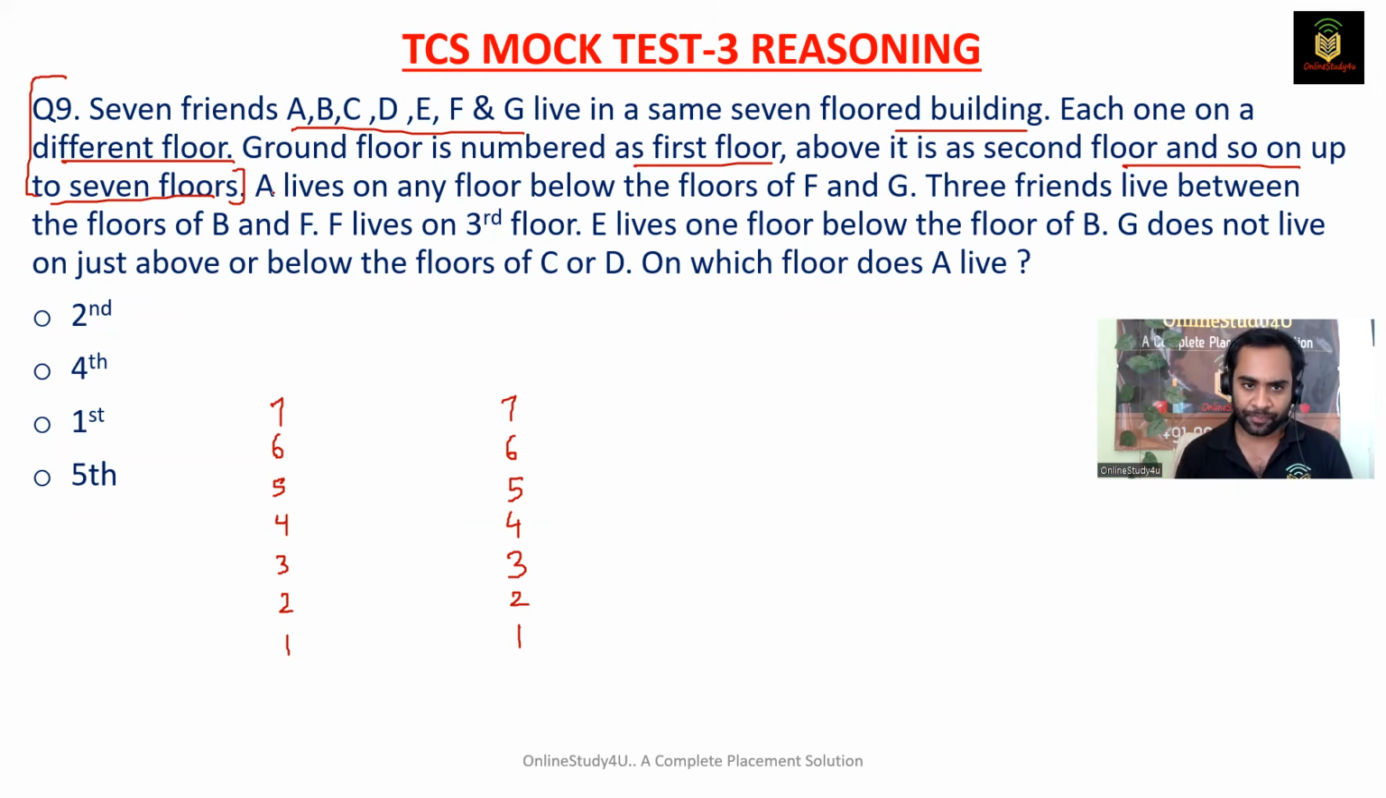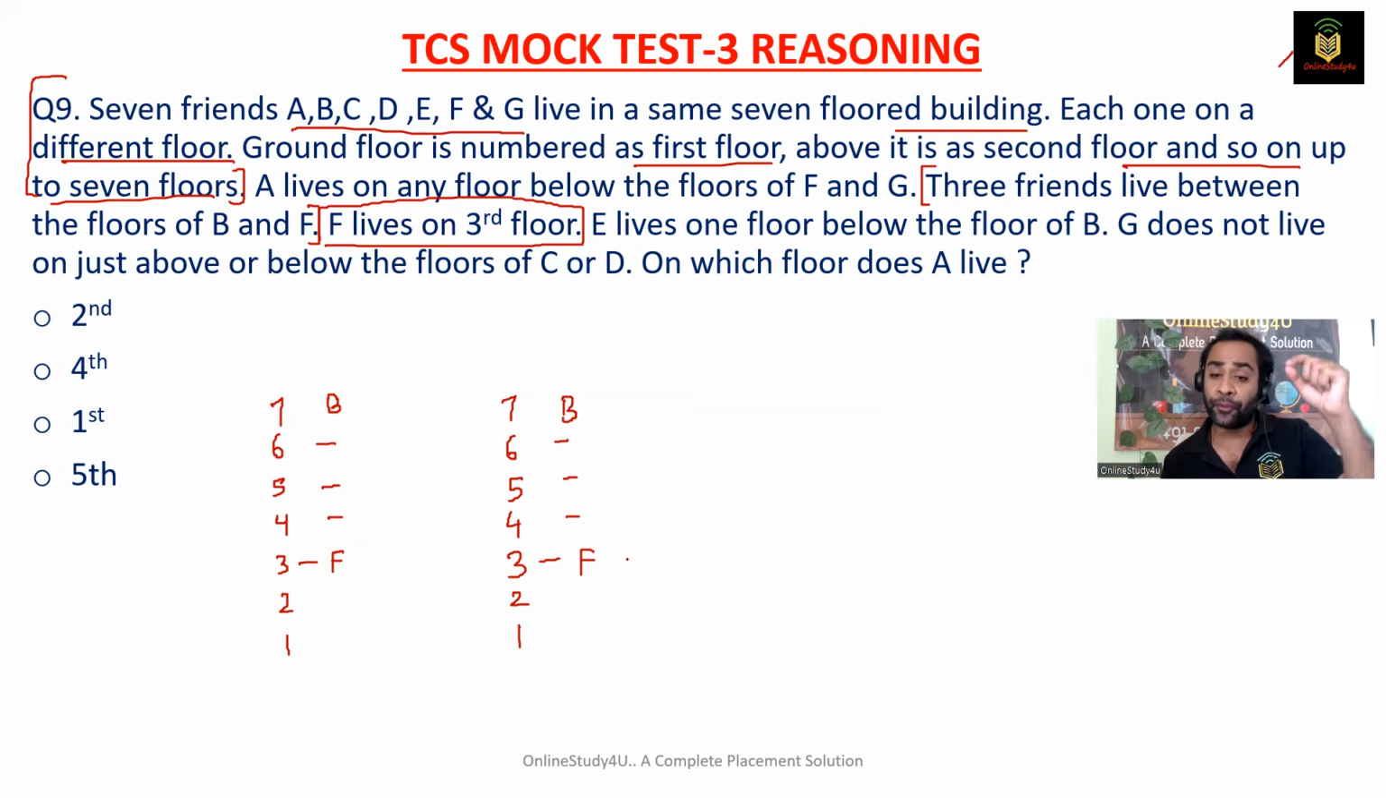Now, F lives on the third floor, so F will live here. This is clear. Then they are telling about three friends, so we are identifying the exact statement which is required. Three friends live between the floors of B and F. So in both diagrams, B will be here, right? I'm doing a similar thing when there is a possibility of two cases. That is the reason I have taken two diagrams.